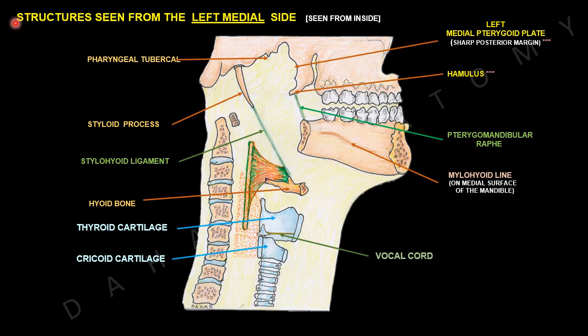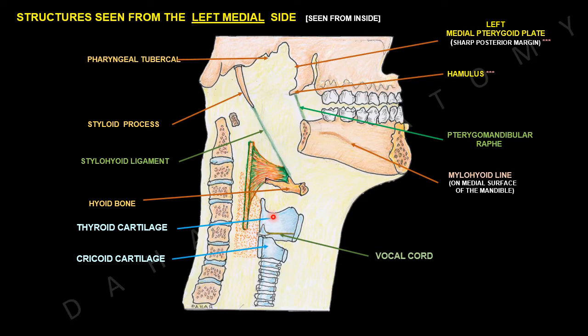Let's see a few structures seen from the left medial side, that means looking from inside. This is the pharyngeal tubercle at the base of the skull, anterior to the foramen magnum. This is the styloid process. This is the hyoid bone. This is the lesser horn and this is the greater horn of the hyoid bone. Between the styloid process and the lesser horn of the hyoid bone is the stylohyoid ligament.